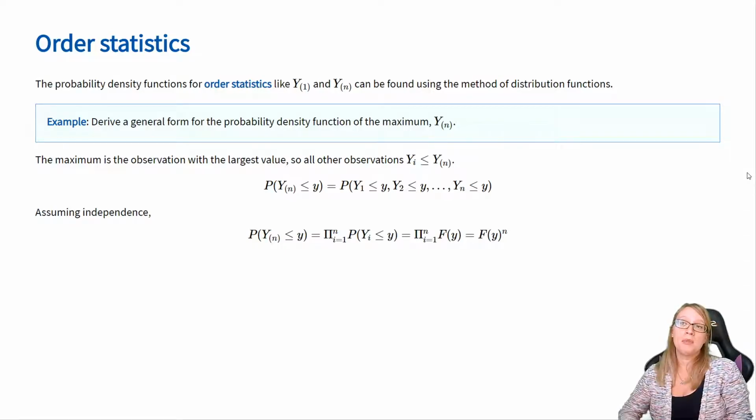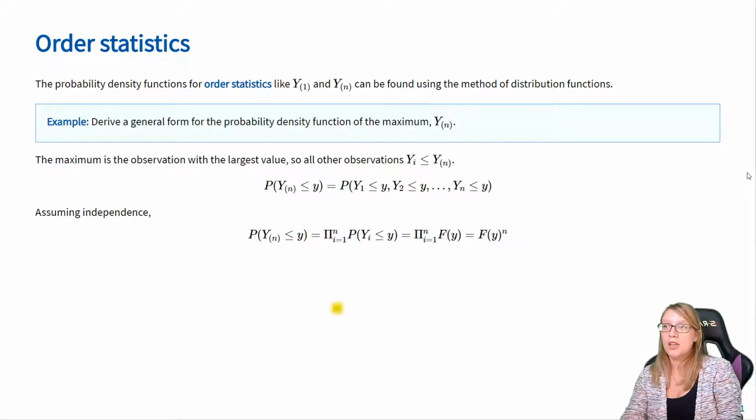Because we're taking a sample of data, we are assuming that our observations are independent. So to find this probability that all observations are less than or equal to y, we can just take the product of the individual probabilities that the yi's are less than or equal to some value little y. This becomes then the product of the CDFs. So the CDF of the maximum is actually the CDF of each individual observation raised to the nth power.